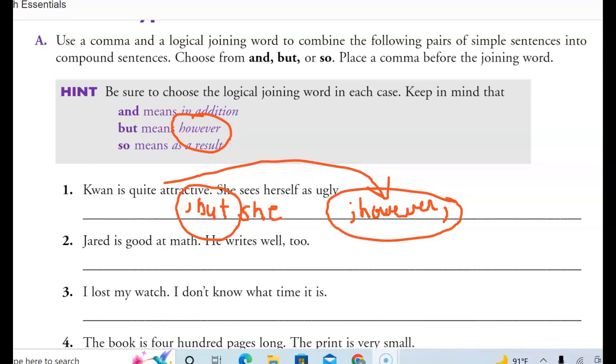Okay, and then if you're going to put but or however between these two sentences, with the FANBOYS you always put a comma before it, which you'll learn. And then however, you use a semicolon before it. Semicolon, however, boom, okay?